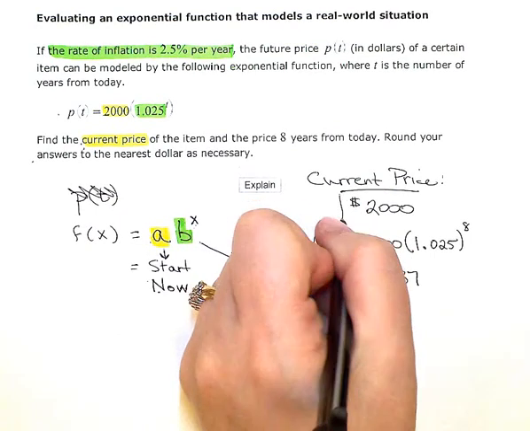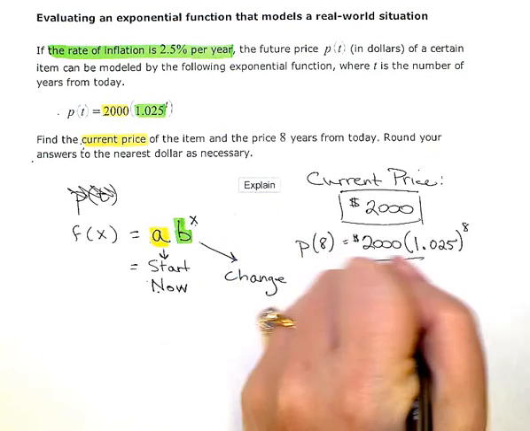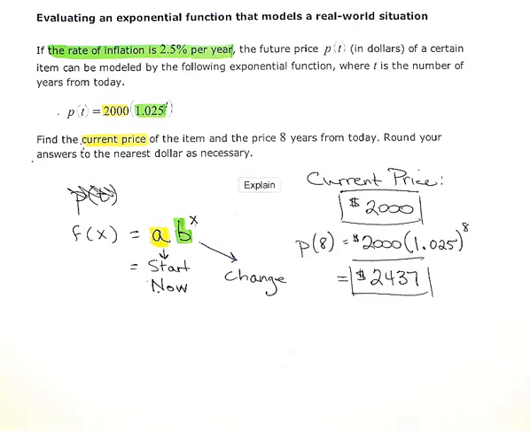So current price right now, it costs $2,000. In 8 years, it will cost $2,437.